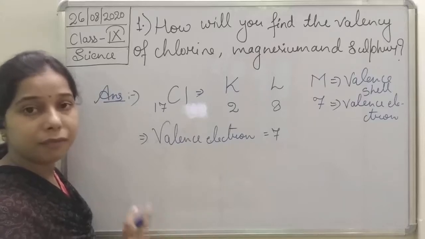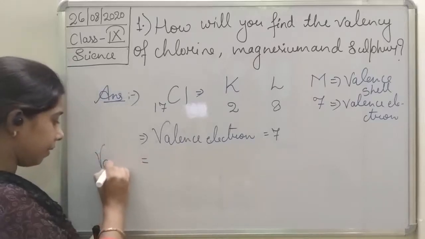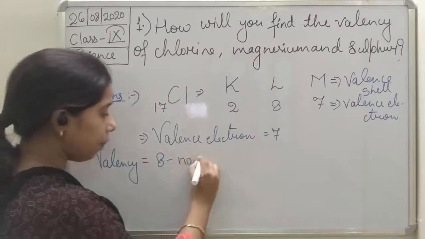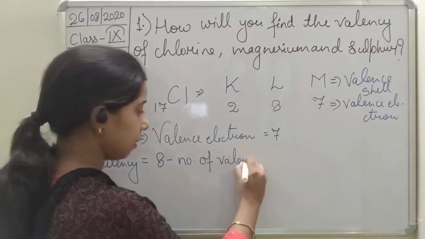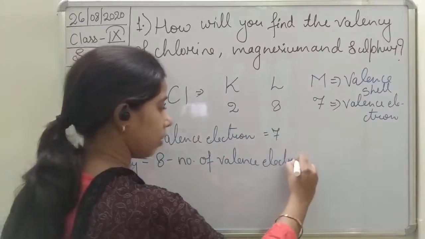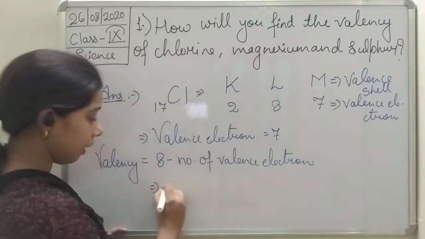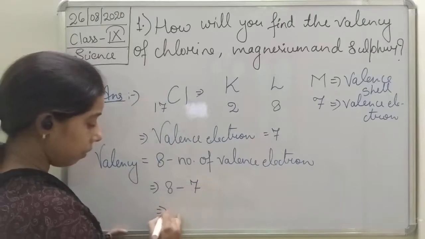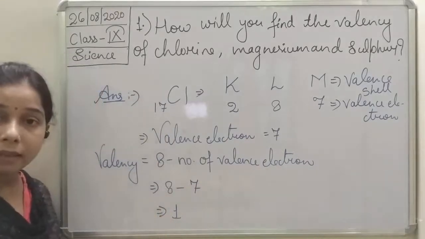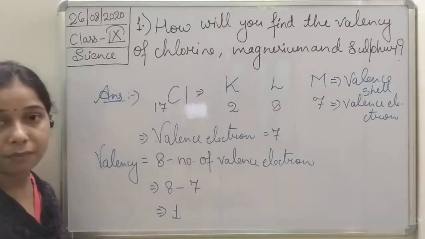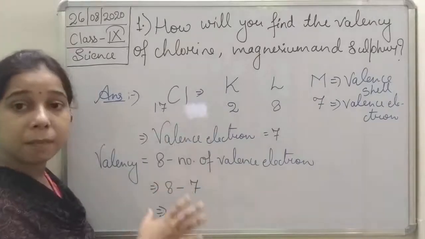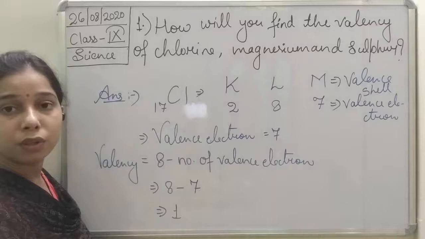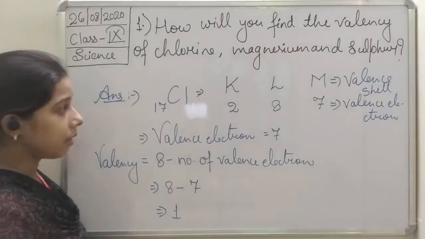So we will apply the formula, and that is valency is equal to 8 minus the number of valence electrons. So you see here, student, the number of valence electrons is 7. So 8 minus 7 will be equal to 1. So what will be the valency here? Valency will be 1. Okay, so this is the method by which you can find the valency of a particular atom. So this one is for chlorine, whose atomic number is 17.